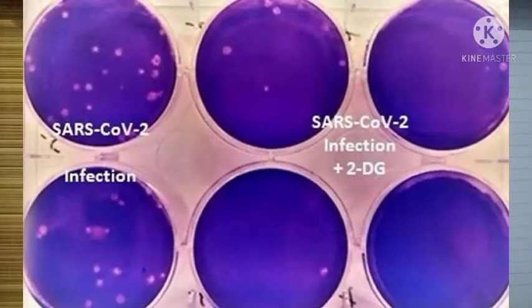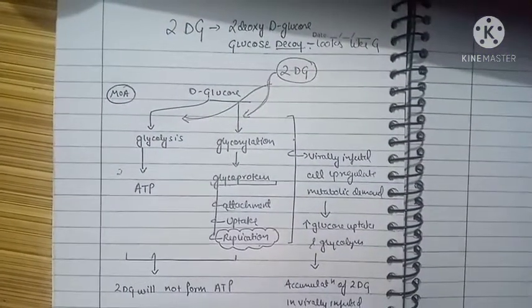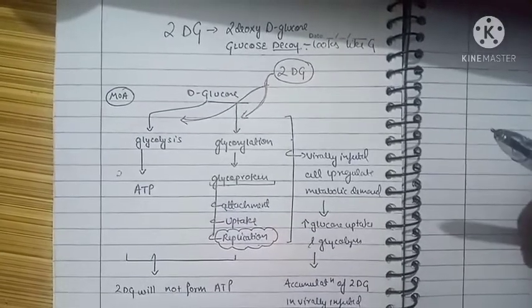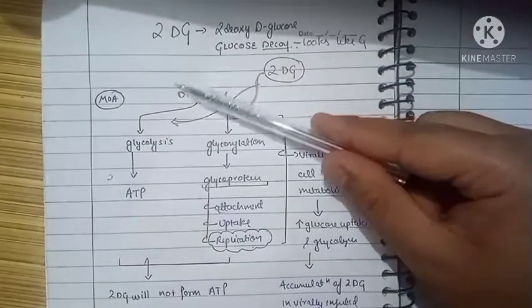This is another image where you can see the infected cell number is very small in this media when 2DG is introduced, as you can see in the right image. Okay, now let's try to understand the mechanism of action of this drug. So let's try to understand the normal thing first.